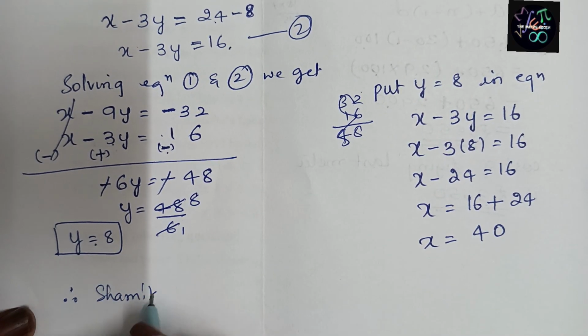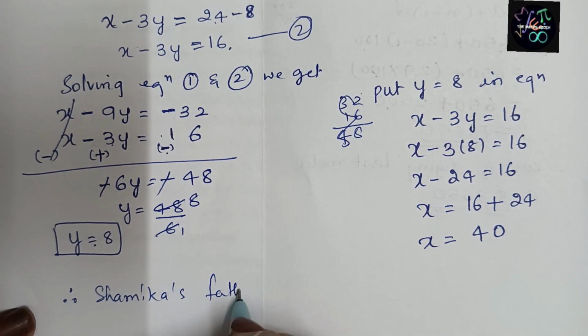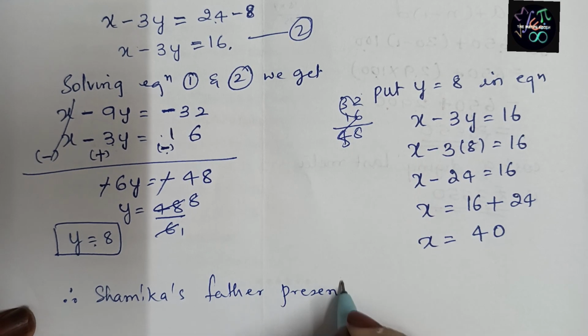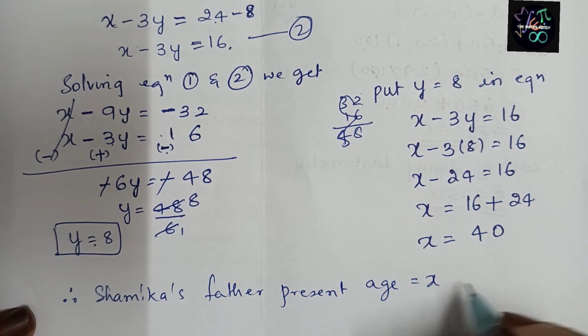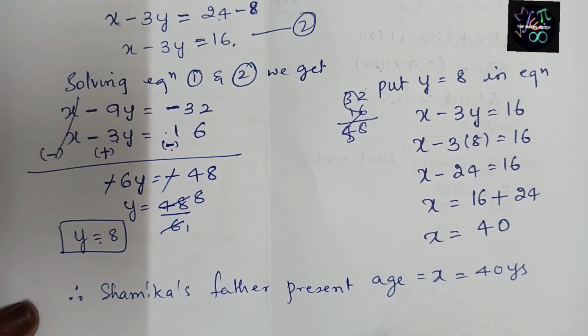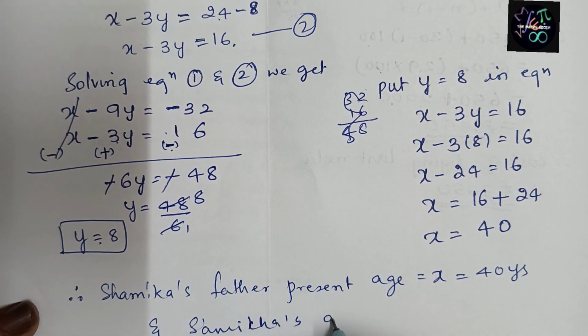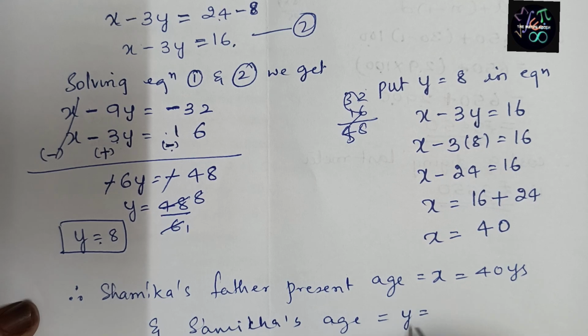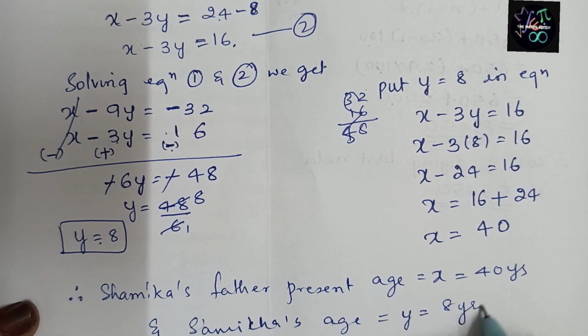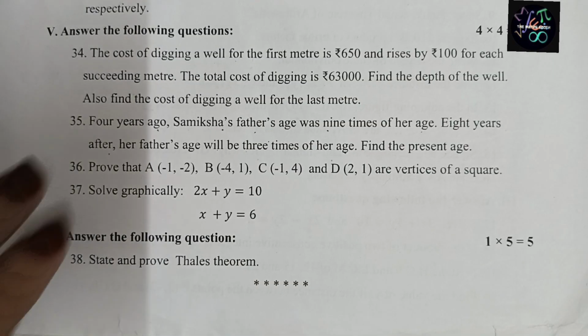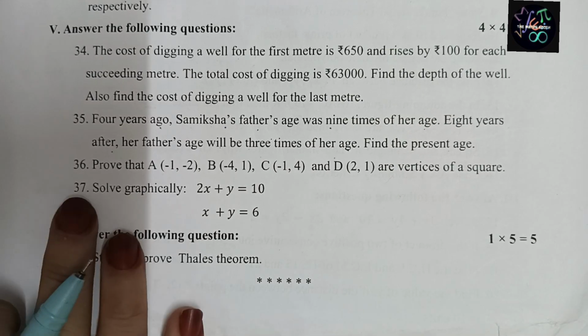Samika's father's present age is x, so we can write 40 years, and Samika's age is y. We have assumed it as y, so y is equal to 8 years. So this completes question number 35. Let us see question number 36 now.